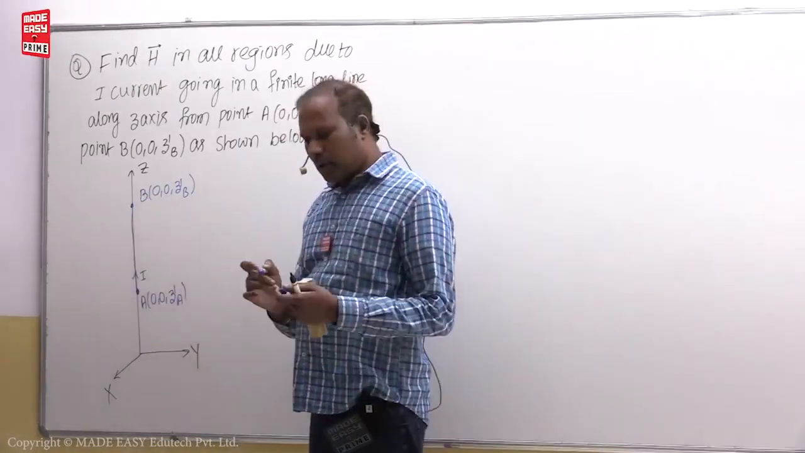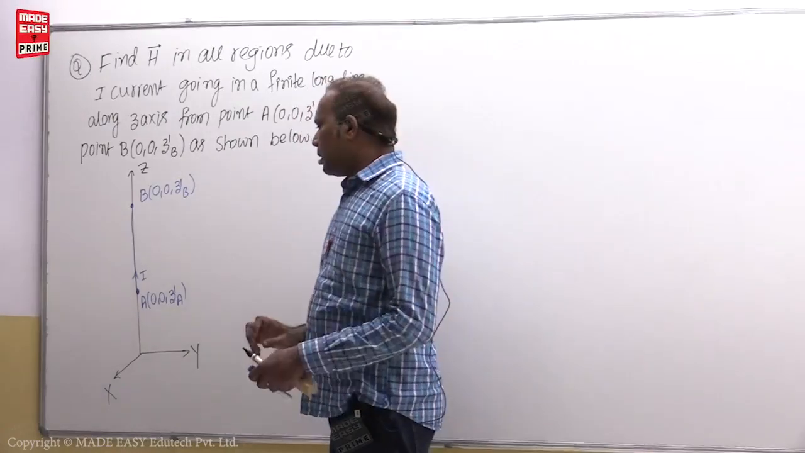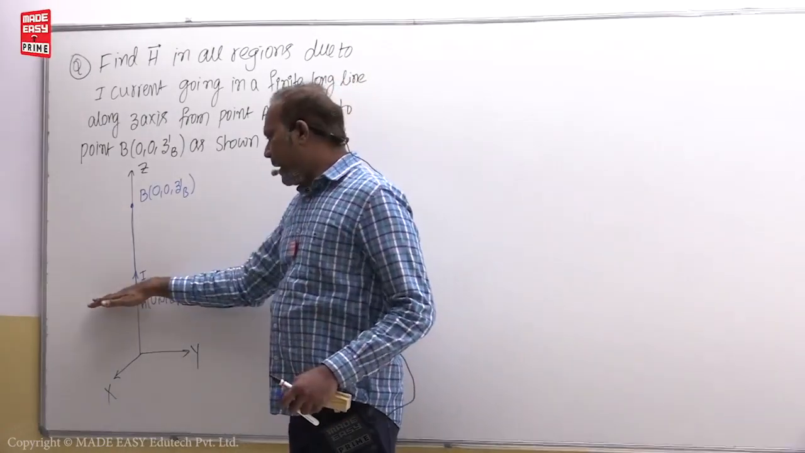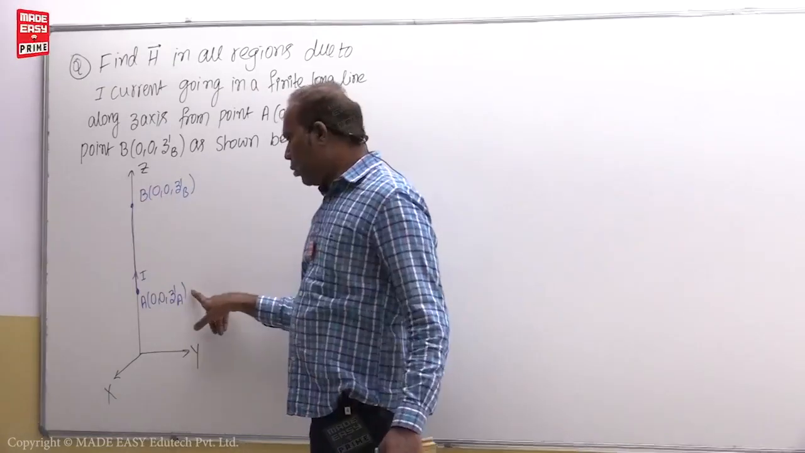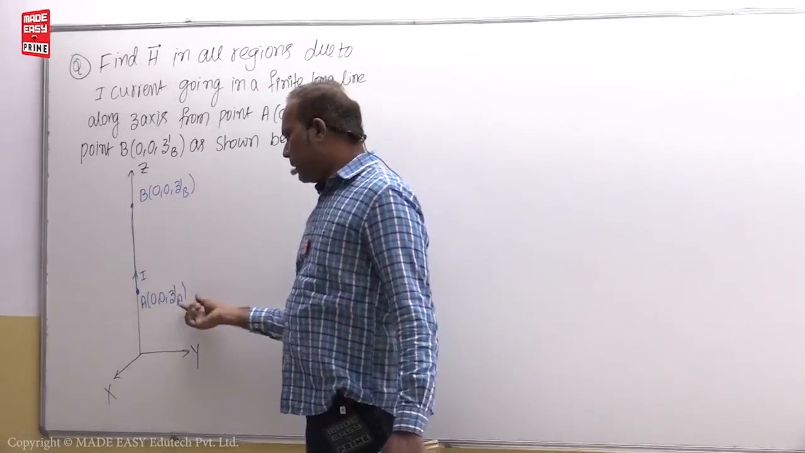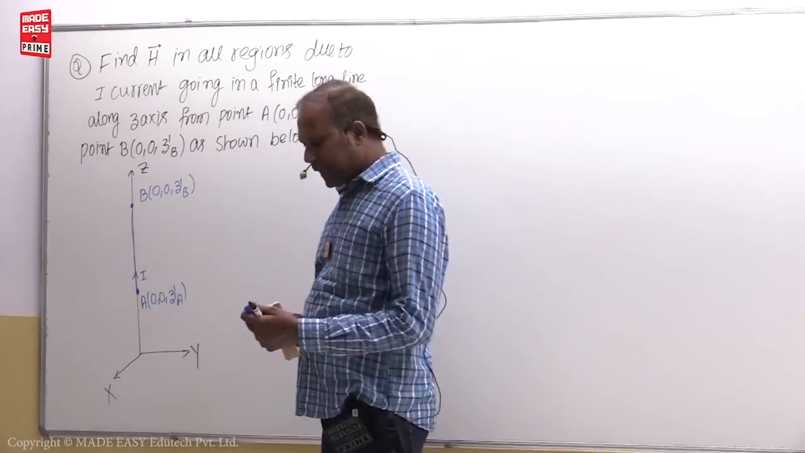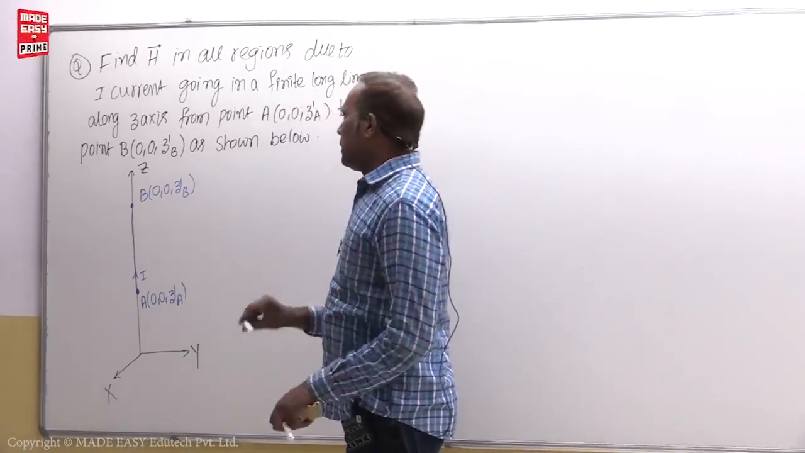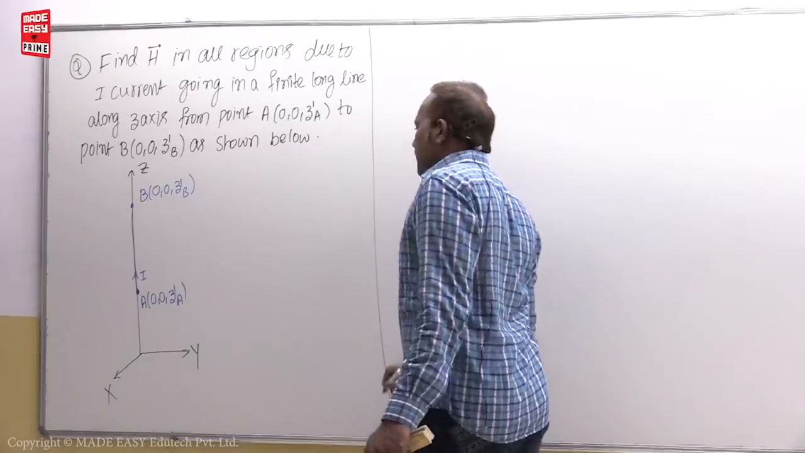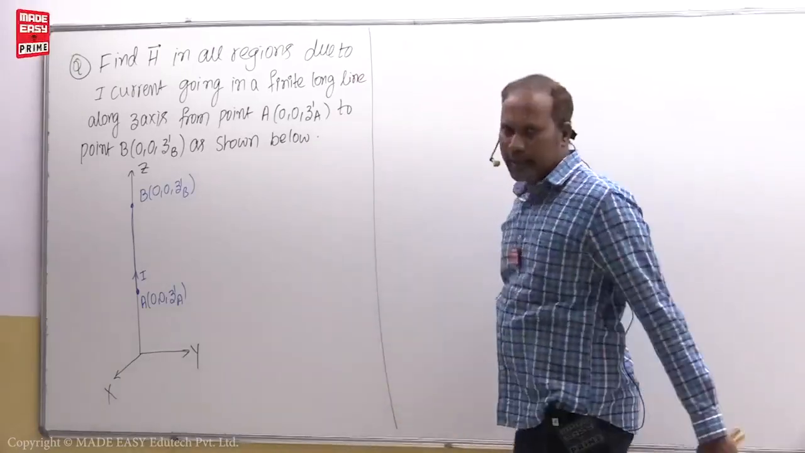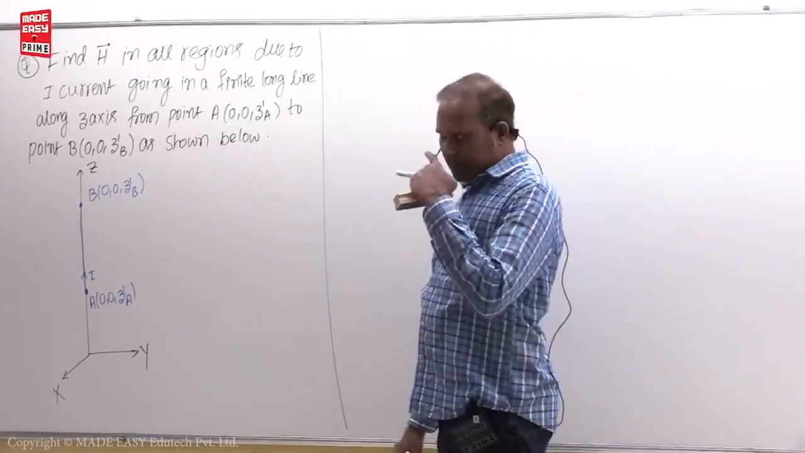Finite means a little bit of length. That is from z dash A height to z dash B height. For example, 2 meters to 10 meters, let us say. Then z dash A is 2 meters, z dash B is 10 meters, like that. So this is the question. Let us start the derivation.